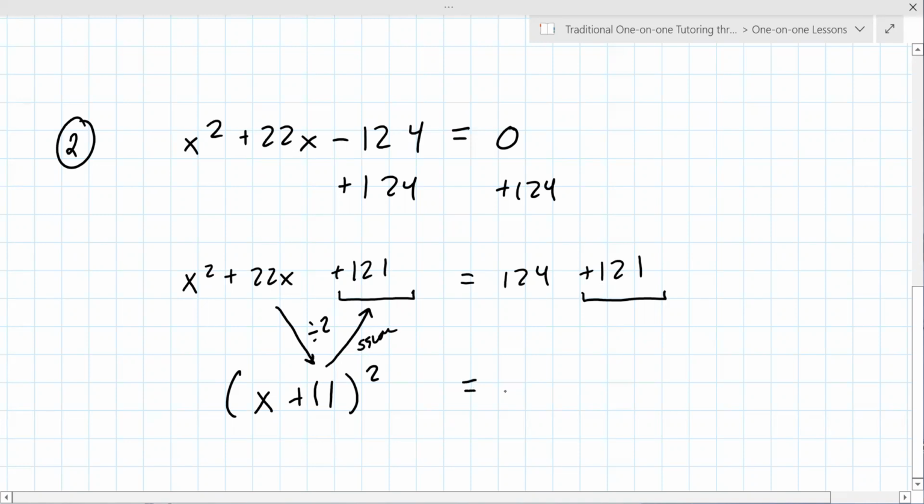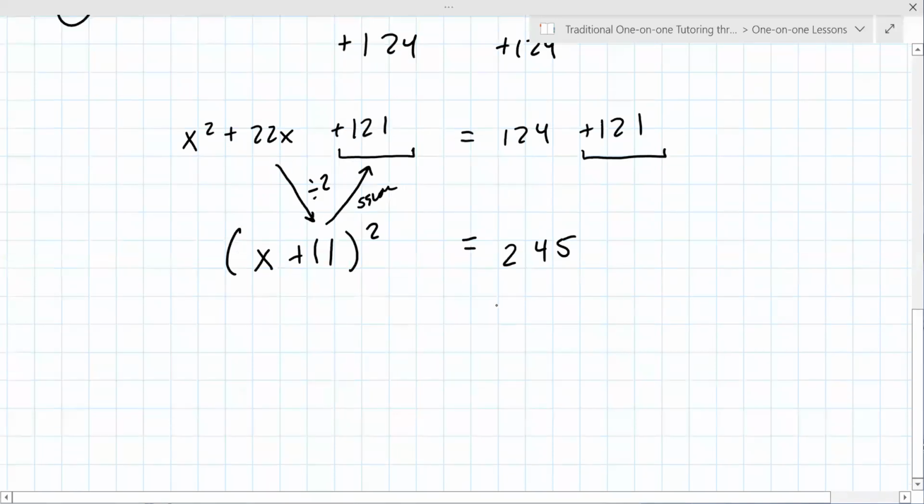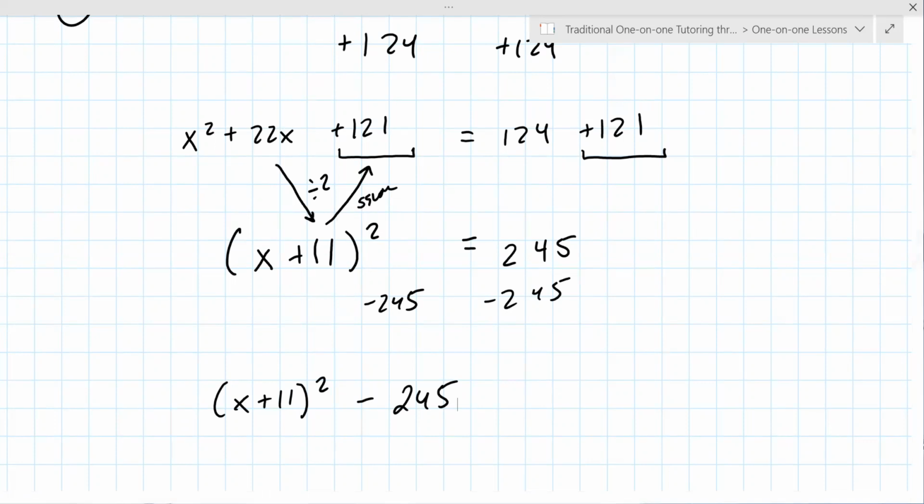So now this equals 245. Okay. So you subtract 245 from both sides. X plus 11 squared minus 245, like that. So you always end up working both sides of this thing. On the left side, it always becomes this binomial squared, and on the right, it becomes some sort of a number, and then you move it back. Okay.